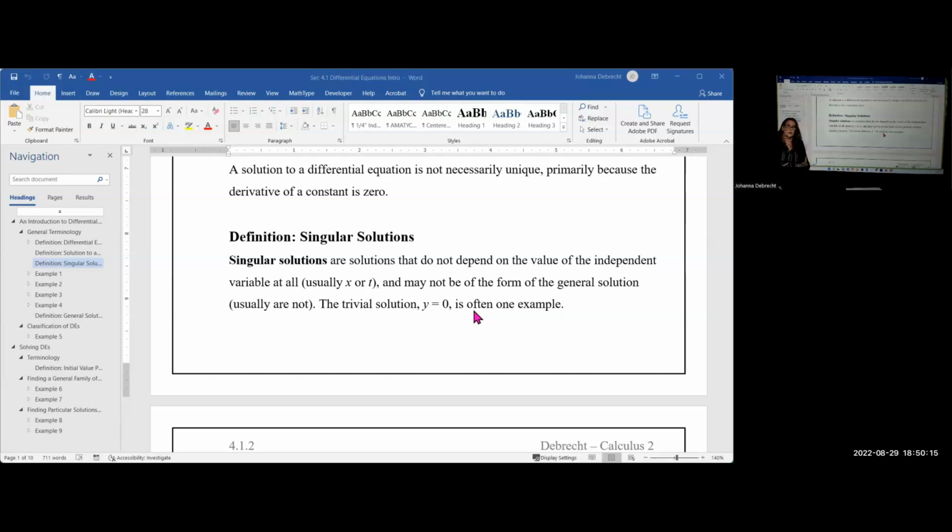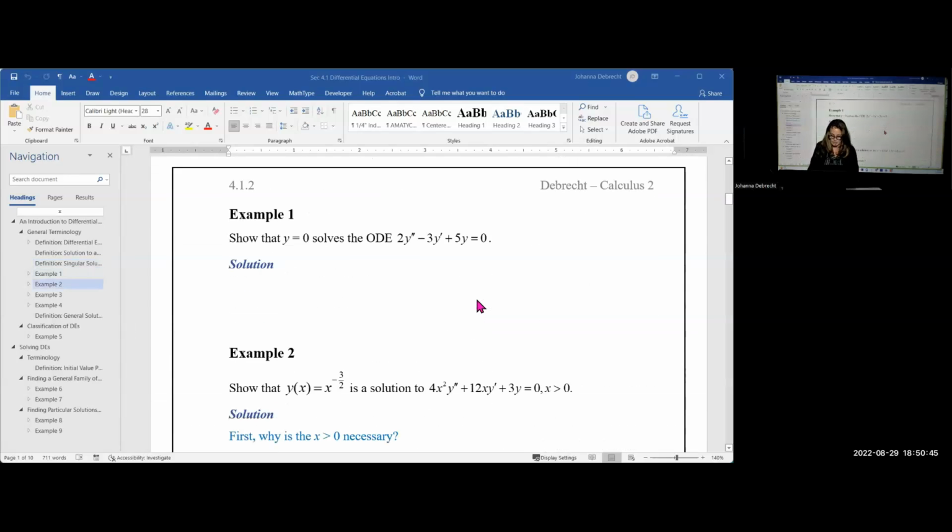So for most differential equations that we can solve, we can find a general solution for it. However, singular solutions are solutions to the differential equation that don't have the independent variable in them. So the trivial solution, y equals 0, is often an example of a singular solution. Now, y equals 0, of course, is just the horizontal line, y equals 0, and it does not depend on x or t.